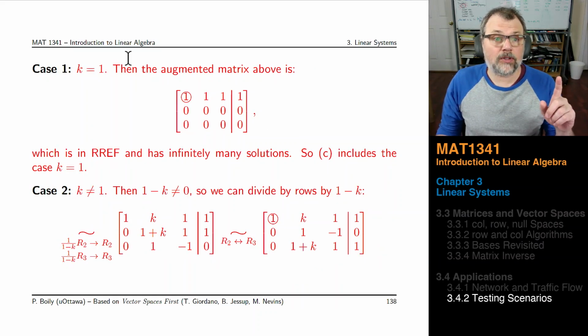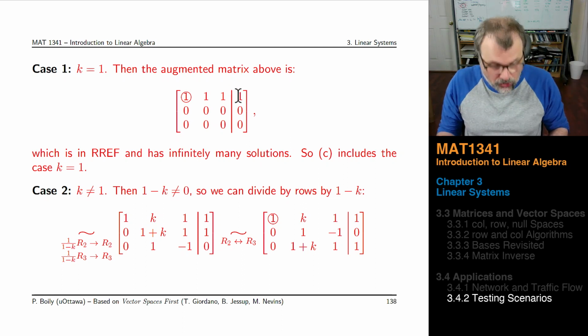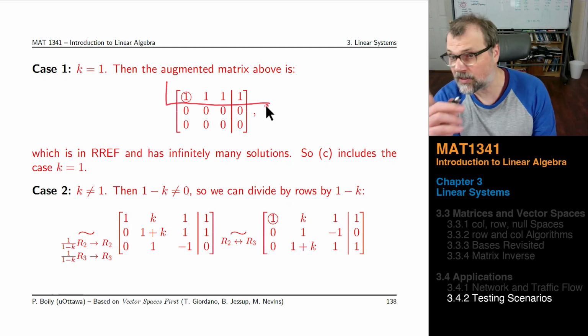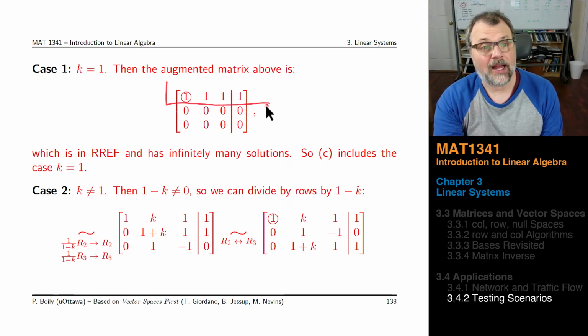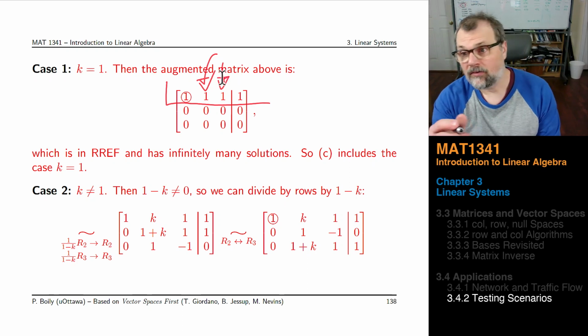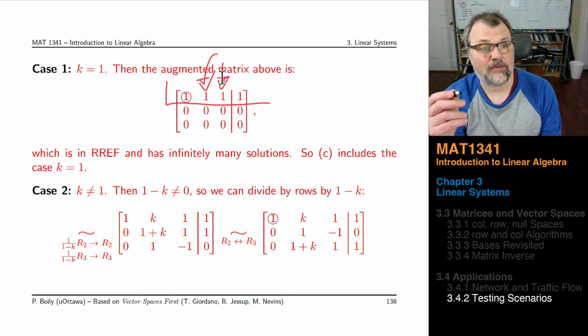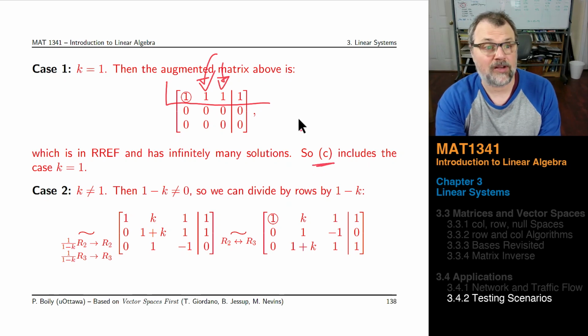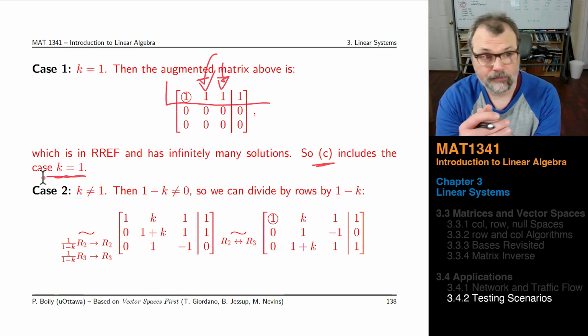then all of the terms that are here end up giving you 0. So if k is equal to 1, the augmented matrix reduces to this augmented matrix, which is a consistent augmented matrix. It has 2 non-leading variables, so it has infinitely many solutions. At the very least, the scenario where you have infinitely many solutions has to include the case k equals 1.